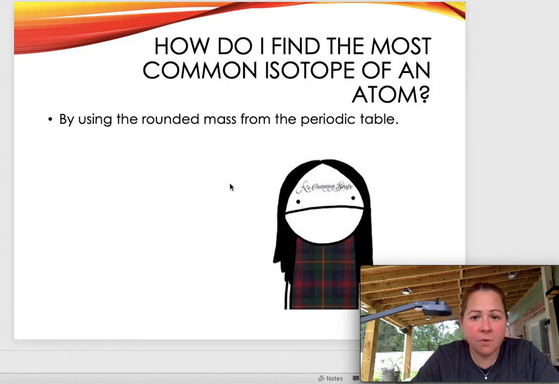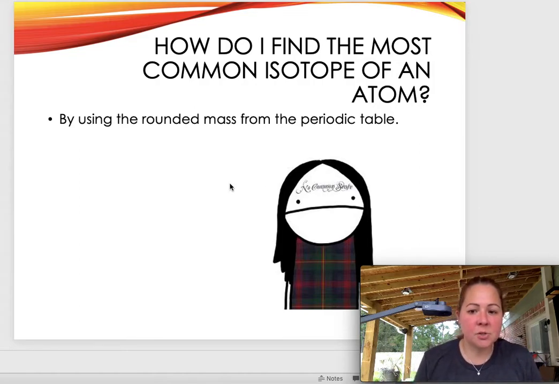So when we're looking for the most common isotope of the atom, we first need to go back to what an isotope is. An isotope is actually just an atom of the same element that has different numbers of neutrons. Remember, neutrons are glue that hold together the nucleus. Sometimes they have more glue than others.